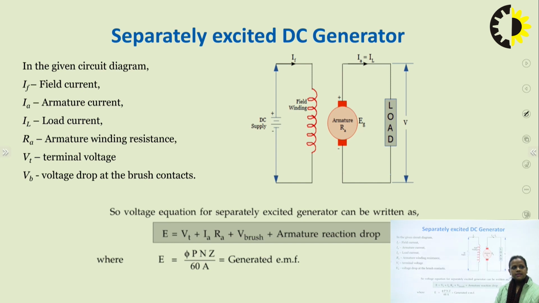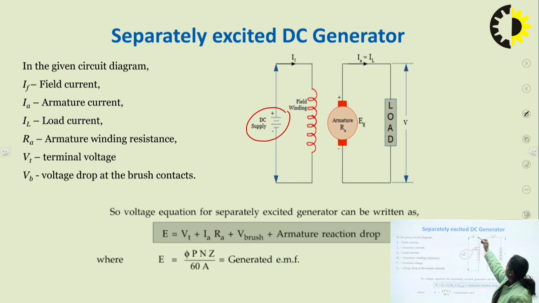First we will discuss the separately excited DC generator. Why is this called a separately excited DC generator? It is because for the supply given to the field winding, we have a separate DC supply. The separate DC supply is connected to the field winding to excite this winding. So this is called a separately excited DC generator.